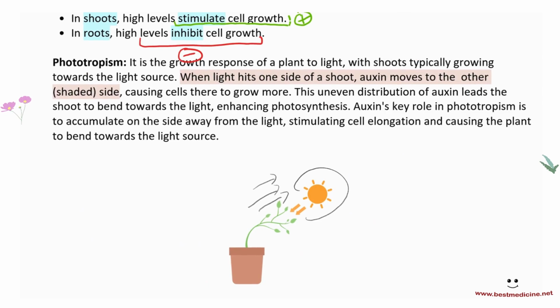So let's have a look at your notes. Here is how it works. Phototropism is the growth response of a plant to light, with shoots typically growing towards the light source. How does this work? When the light hits one side of a shoot, auxins move to the other side, to the shaded side. This causes the cells on the shaded side to grow more. This uneven distribution of auxins leads the shoot to bend towards the light, enhancing photosynthesis. So auxin's key role in phototropism is to accumulate on the side away from the light, stimulating cell elongation, causing the plant to bend towards the light source.